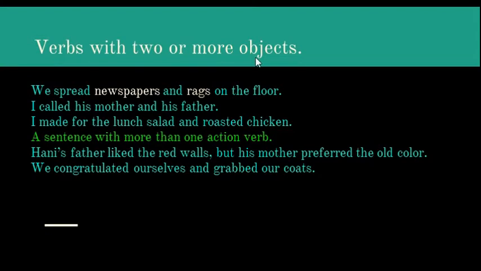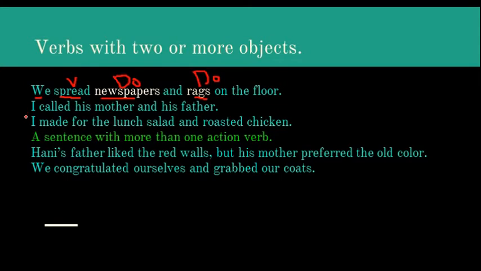Verb with two or more objects. A direct object may be compound of two or more objects. In this sentence, we spread newspapers and rags on the floor. We is subject. Spread is action verb. Therefore, we ask what? Two things, newspapers and rags. So in this sentence, direct object is a compound of two objects, newspapers and rags. So we have two direct objects.